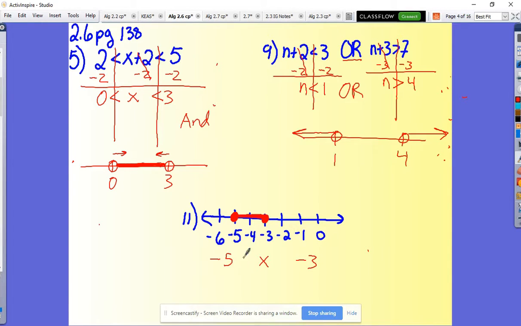All right, then in the space, we're going to set up our inequality. Okay, so that's what it looks like right here because it's an AND statement, just like we did right over here.